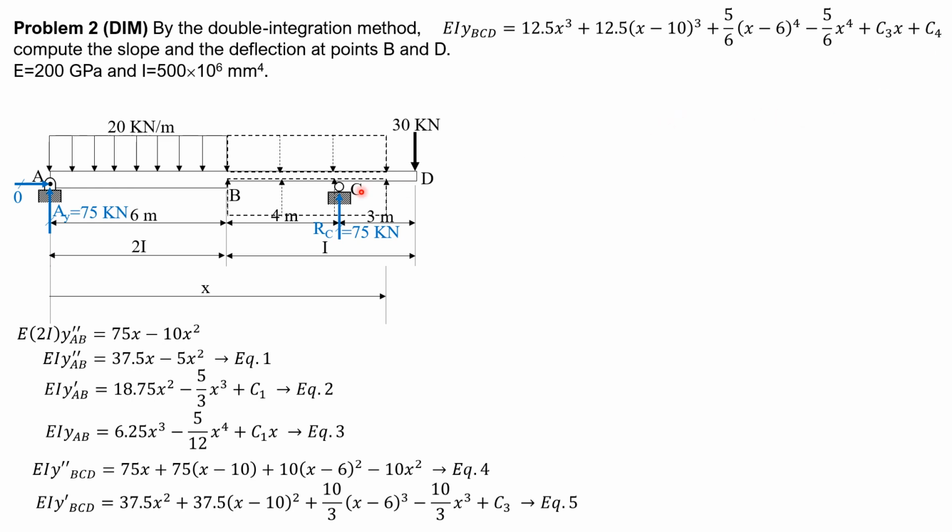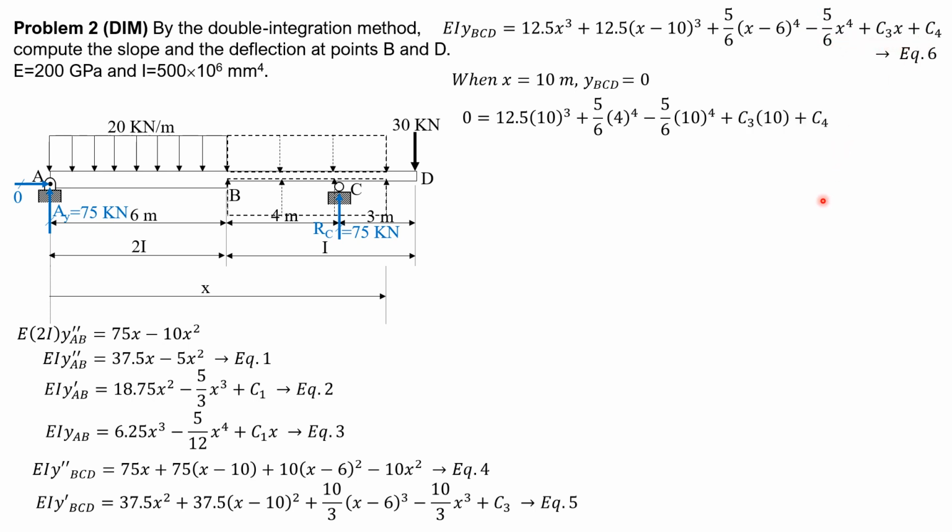Then, for the boundary condition, when x is 10 in this equation here, we can set up an equation involving c sub 3 and c sub 4. Call that equation 6. So when x is 10, y BCD is 0. In particular, y sub C is 0. So 0 equals 12.5 times 10 cubed. This is 0. Then plus 5 over 6 times 4 to the fourth minus 5 over 6 times 10 to the fourth plus c sub 3 times 10 plus c sub 4. So simplifying, we have 10 c sub 3 plus c sub 4 is equal to negative 4,380.